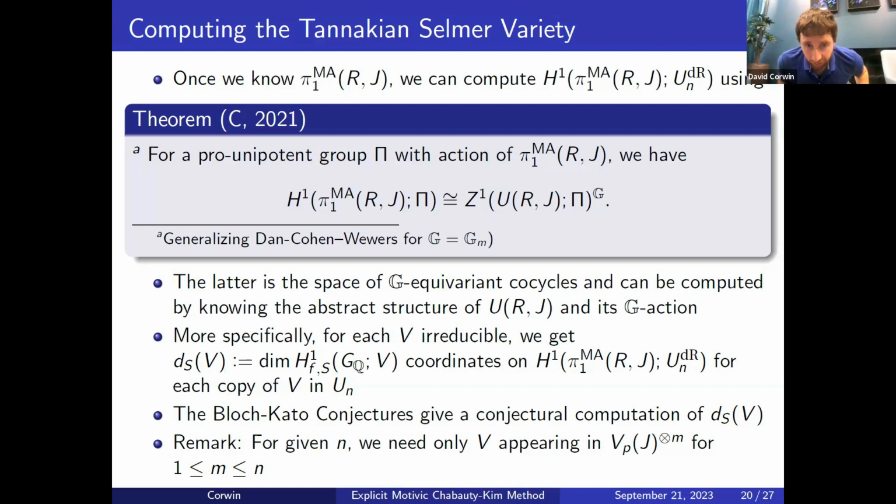And so more specifically, for each V that's an irreducible representation of G, we get a number of coordinates equal to the dimension of the Bloch-Kato-Selmer group. So you can actually write it in terms of either a basis or a co-basis of the Bloch-Kato-Selmer group. And you get this for each copy of V contained in the unipotent fundamental group, each copy of V contained in U_N. Okay? So in terms of the Bloch-Kato-Selmer groups, we get a fairly explicit description of the Tannakian-Selmer variety.